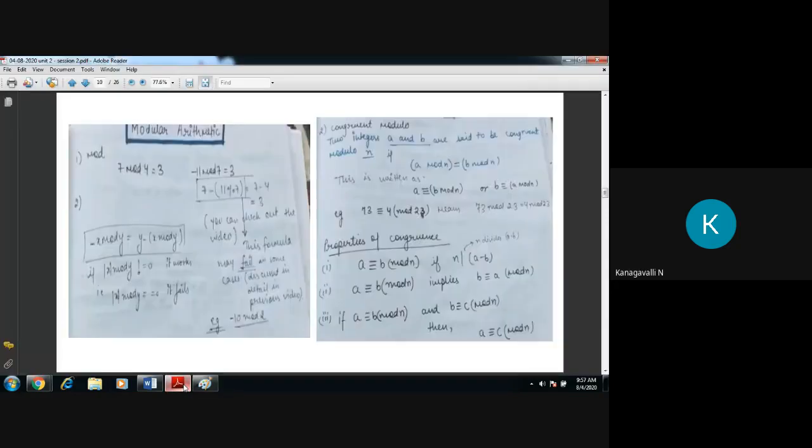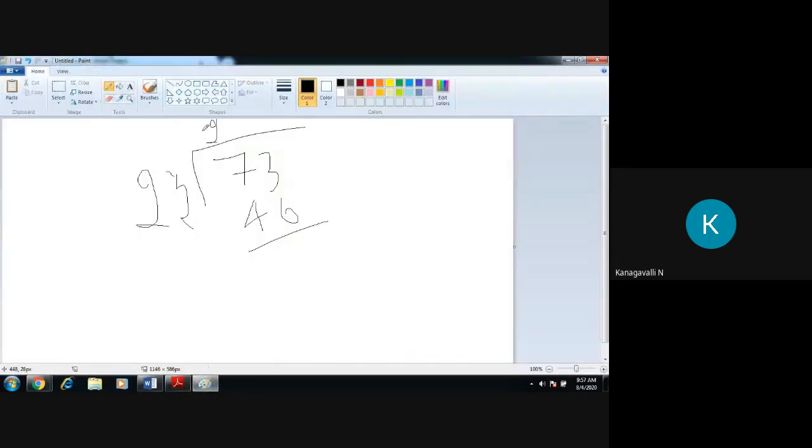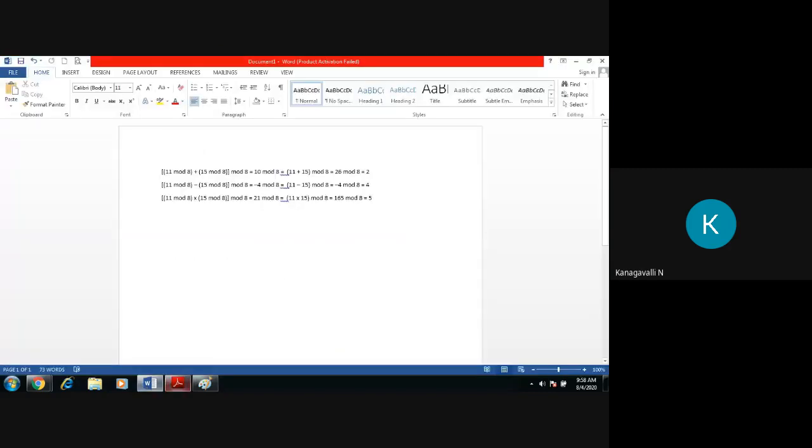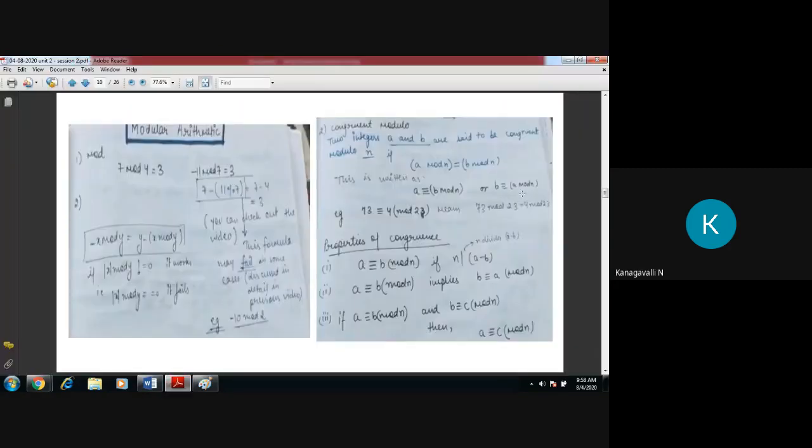Check your answer and see. 73 mod 23. Three threes are 9, right? Two threes are 6. What is your remainder? 4. I'm asking just a remainder value for this one. 73 mod 23. So 3 23s are 69. So what is your remainder value? 4, right? So check in this case. In this case, 73 mod 23, your result is 4, right?